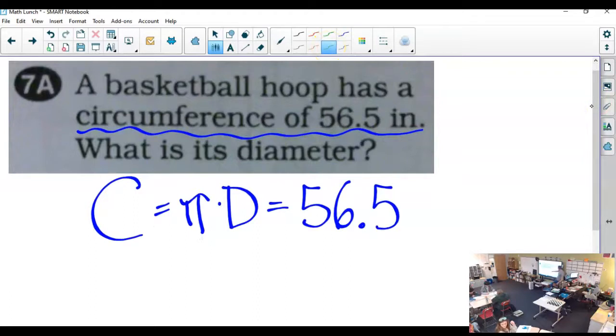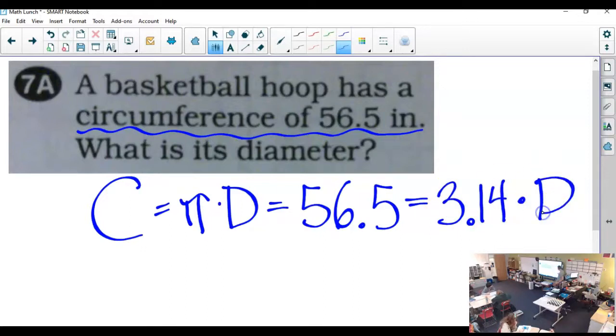So if circumference is 56.5, and that is pi times diameter, what I can write out here is, instead of pi, 3.14 times the d that I'm trying to solve for. If this is multiplied, how do I undo that? Division. So we divide both sides by 3.14, and that's how we get to the diameter. You are welcome.